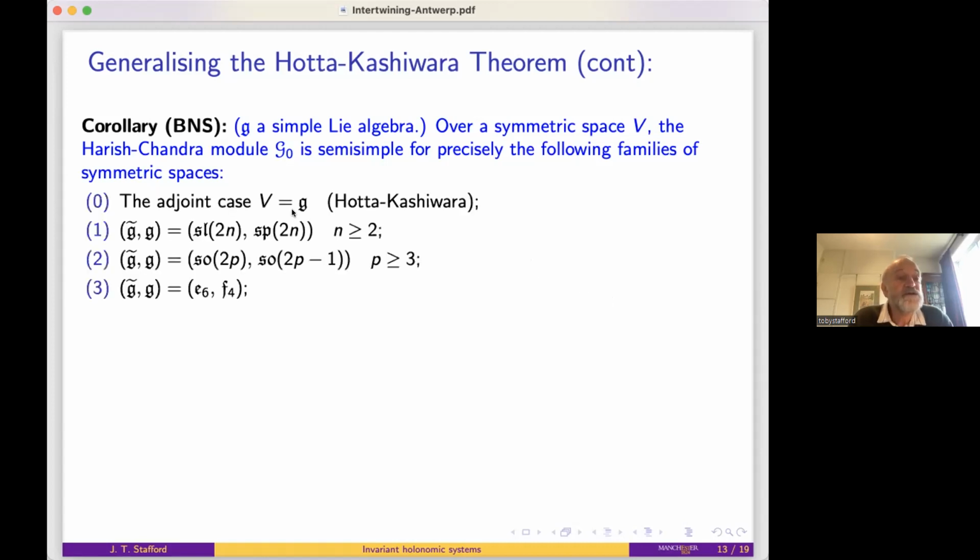First of all, we've got the adjoint case. That's the Hotta-Kashiwara case. Then we have three other cases. We could take G tilde to be SL2n, inside which G would be Sp2n. Or I could take SO2p, and inside there I'm going to take SO2p minus 1. And then there's one exceptional case where I have F4 sitting inside E6. And you can probably, if you fiddle away in the bar tonight, work out what is the involution that corresponds to this.